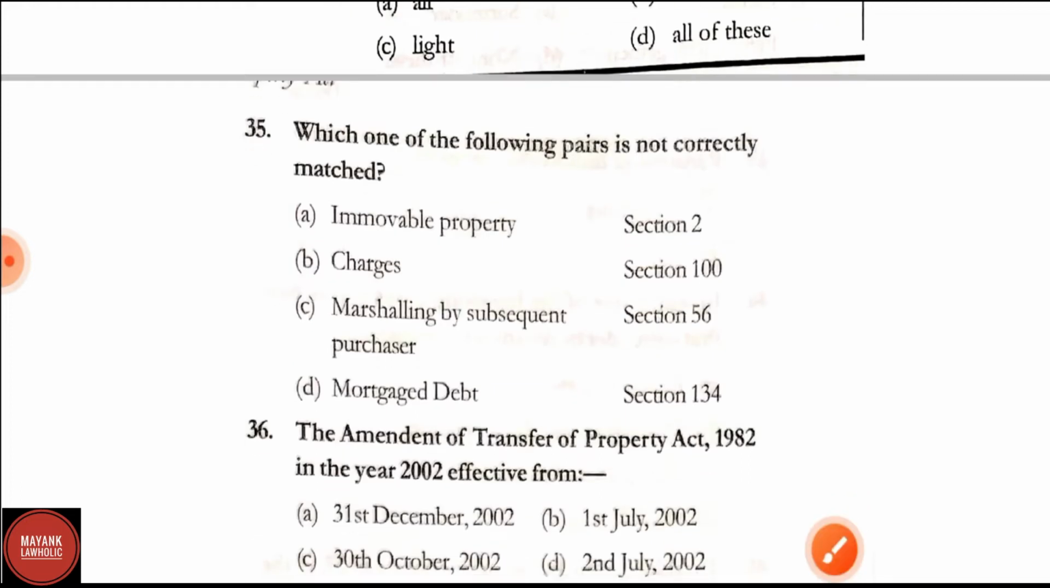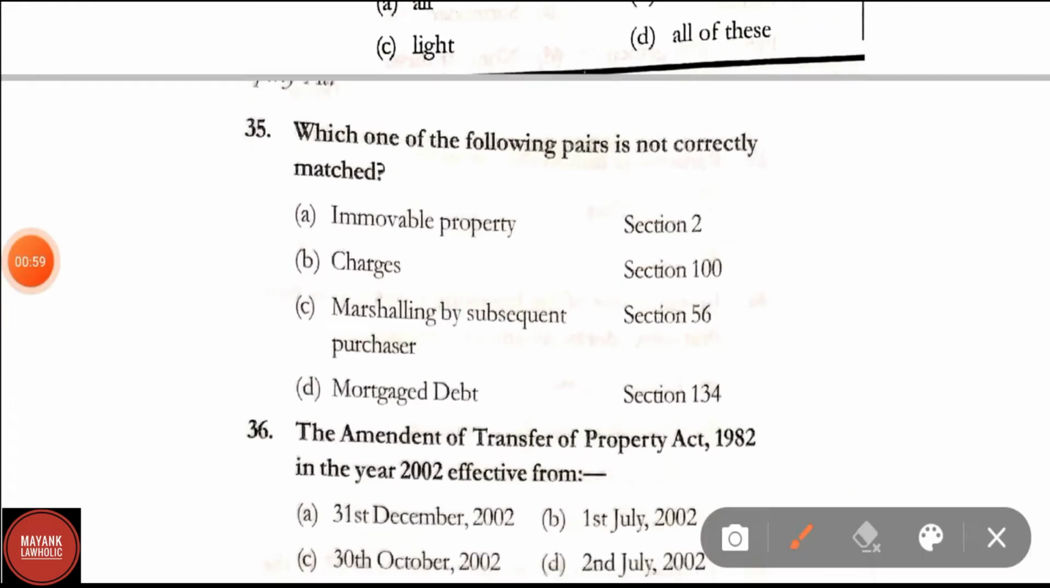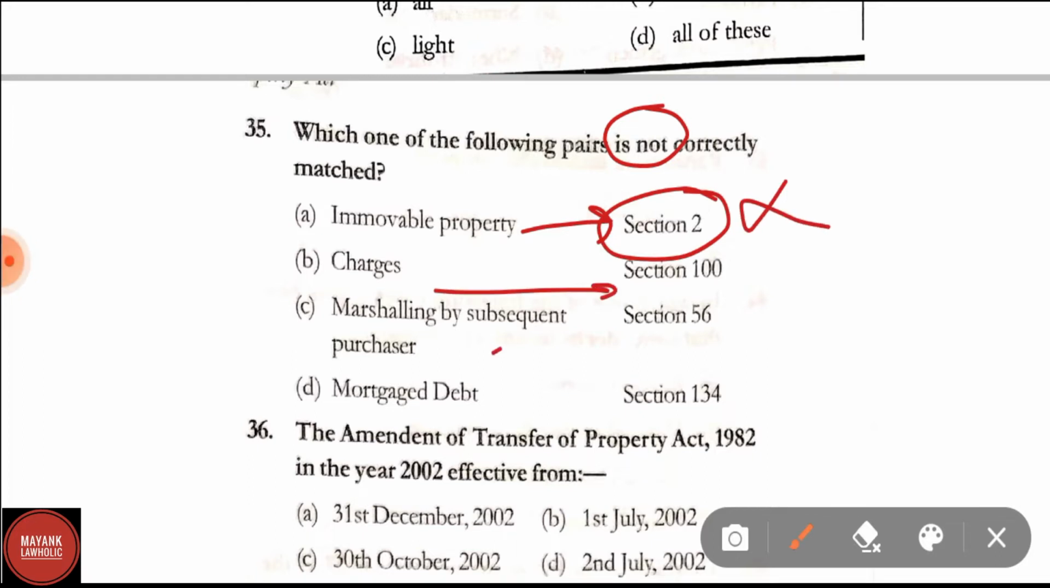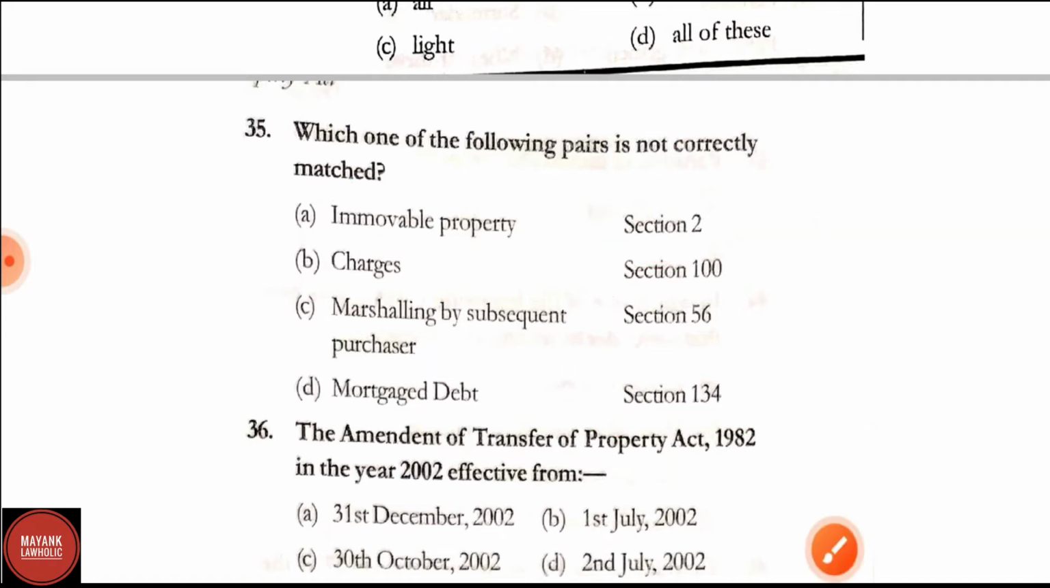Question number 35. Which one of the following pairs is not correctly matched? Immovable property, section 2. This is not correctly matched, whereas charges, section 100, marshalling by subsequent purchasers, section 56, mortgage debt, section 134. Here it has been asked which is not correctly matched. So option A is not correctly matched, therefore it will be the right answer.